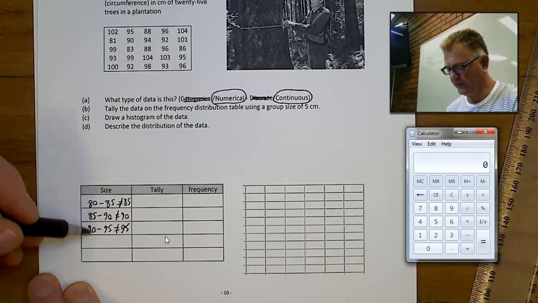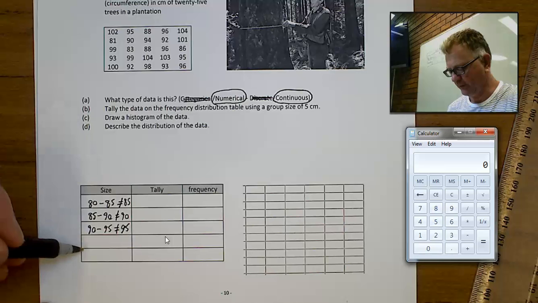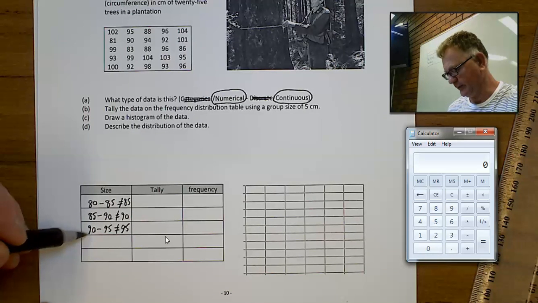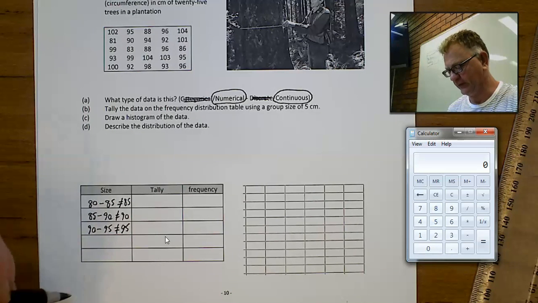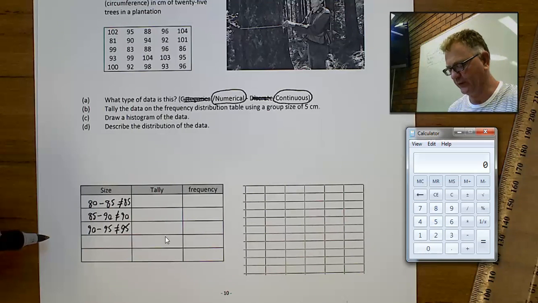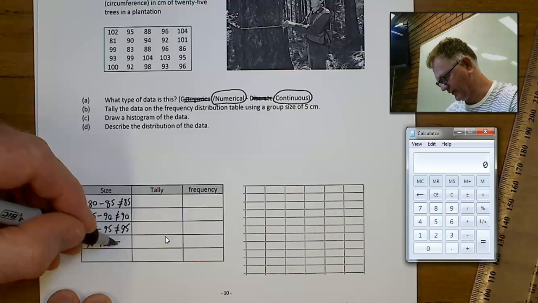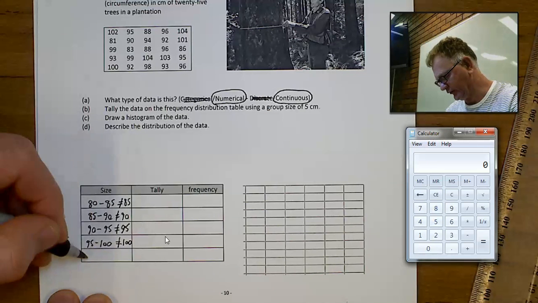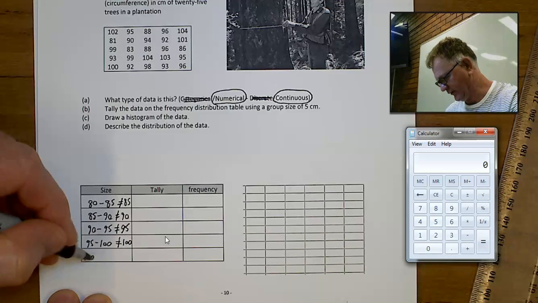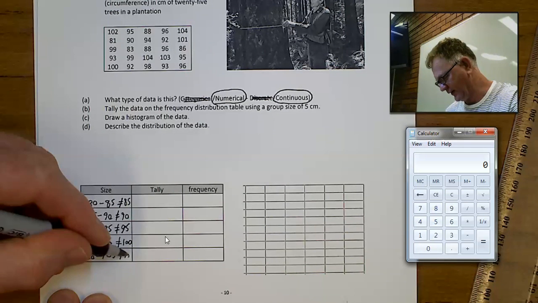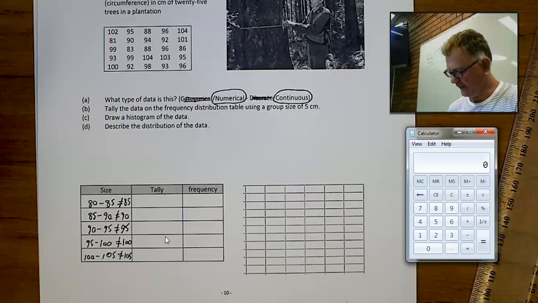See, this removes the ambiguity of if there was one exactly equaling 90, it would go in this group, not in this group. This group is 85 all the way up to 90, but not including. 95 to 100, but not 100. That goes in the next group. And the next group is 100 up to 105, but not actually equaling 105. Okay, I think that should do it.